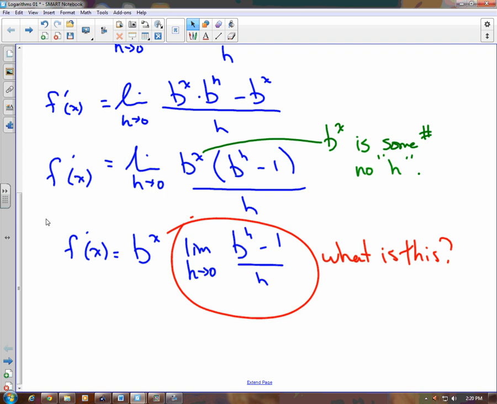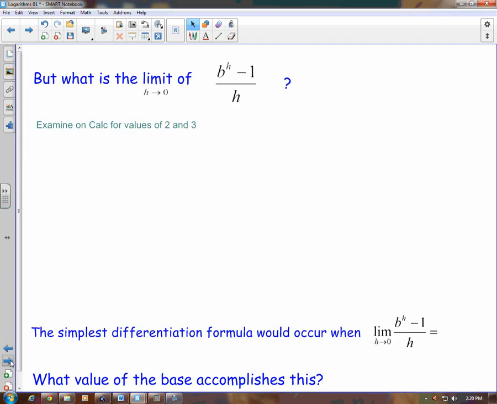To answer that question, you're still not writing anything down. Good. We're going to walk through it. In other words, what is the limit as h approaches 0 of b to the h minus 1 over h? Well, here's what we're going to do. We're going to use our calculator and test some values. What if b is equal to 2 and what if b is equal to 3? So these are values for b.